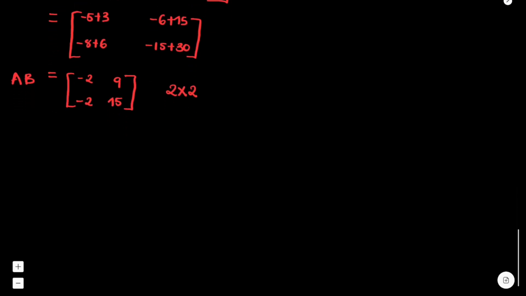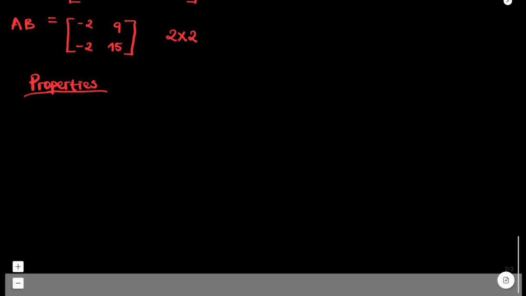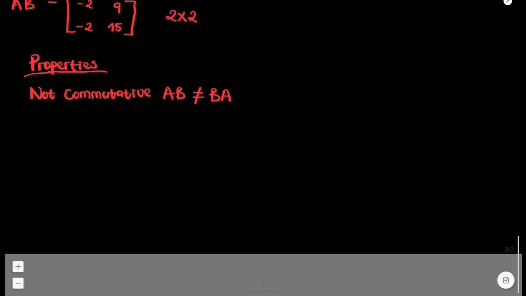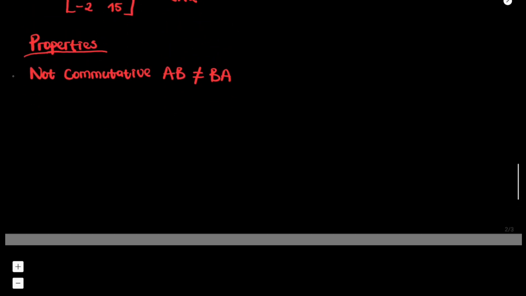Now there are some properties of matrix multiplication that we should know. There are some basic properties. Matrix multiplication is not commutative. This means the product AB is never equal to the product BA. I will show you an example below. So that is the first property.